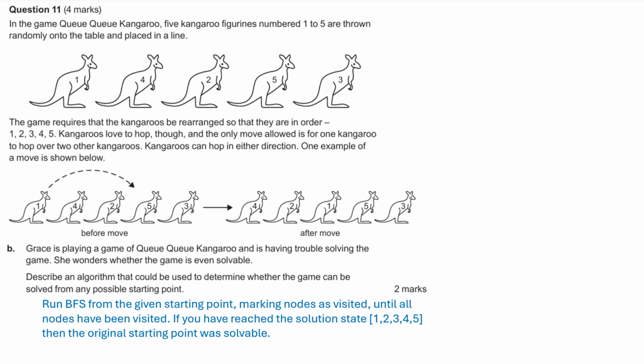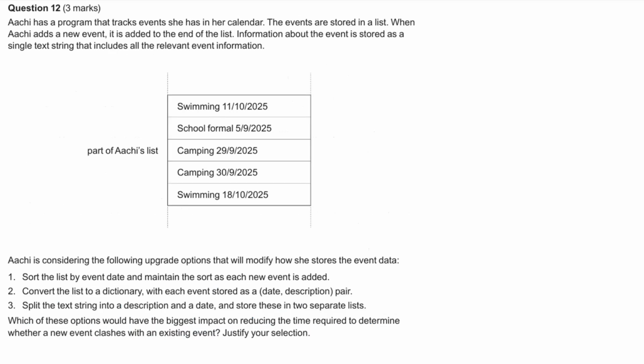But we need to make sure we answer the question, which is to say, how are we going to use our algorithm? So in my case, where I've done BFS, I've said we start from a particular starting point, marking the solutions as we go along. If we ever get to 1, 2, 3, 4, 5 before we've marked them all, then we can say the original starting point was solvable. But this one, again, we've got to be a little bit thoughtful.